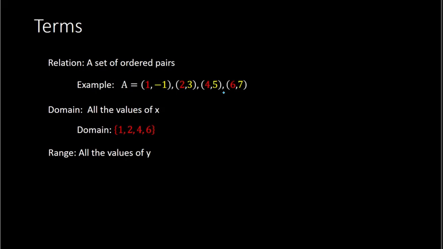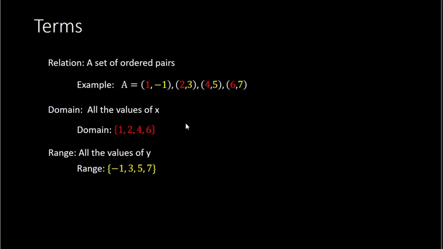The range is all the values of y. So the second number in the ordered pair is your y value. So the range would be just a listing of those y values. So we have -1, 3, 5, and 7. All together would be our range.